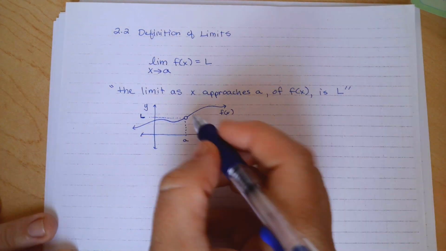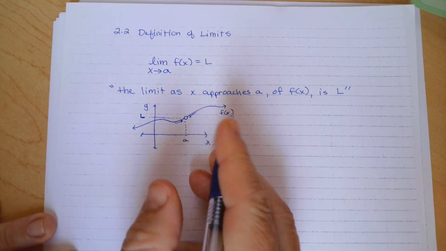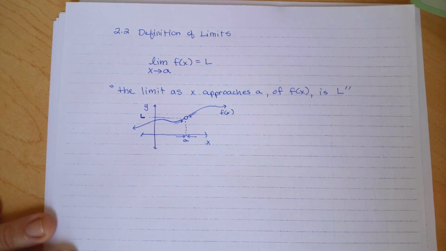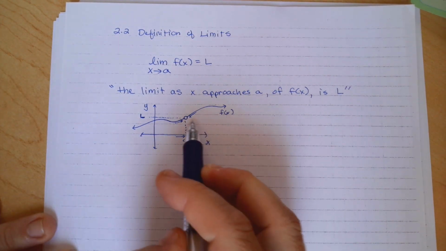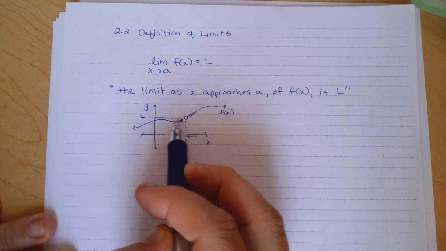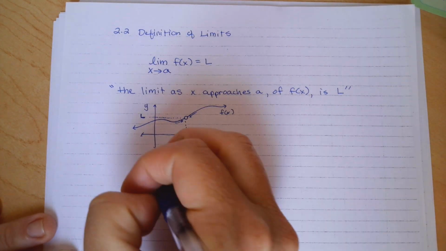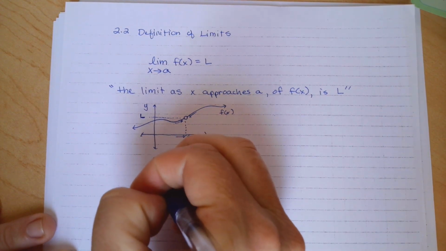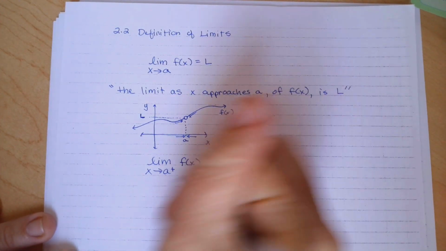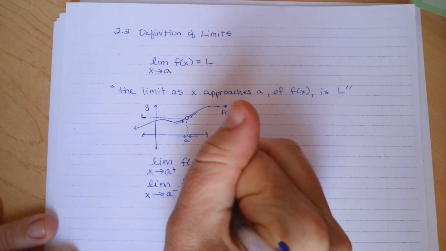So we're saying as we approach a on the x-axis, as we are getting closer and closer to a here, the output of this f of x gets closer and closer to L. That's what we're saying. And we can talk specifically about approaching a from the right-hand side and approaching a from the left-hand side.